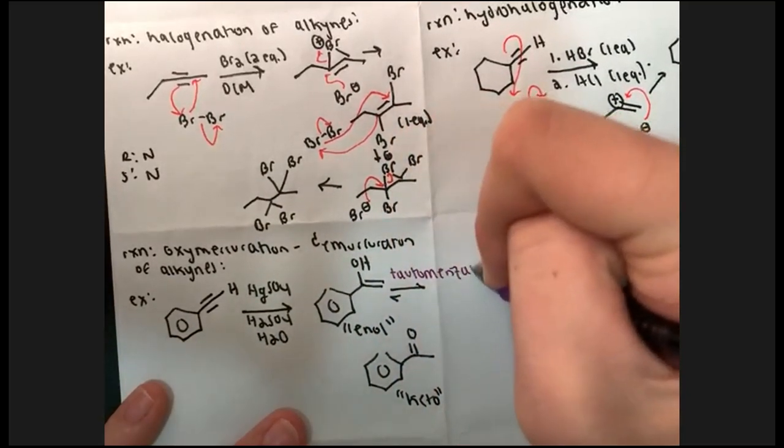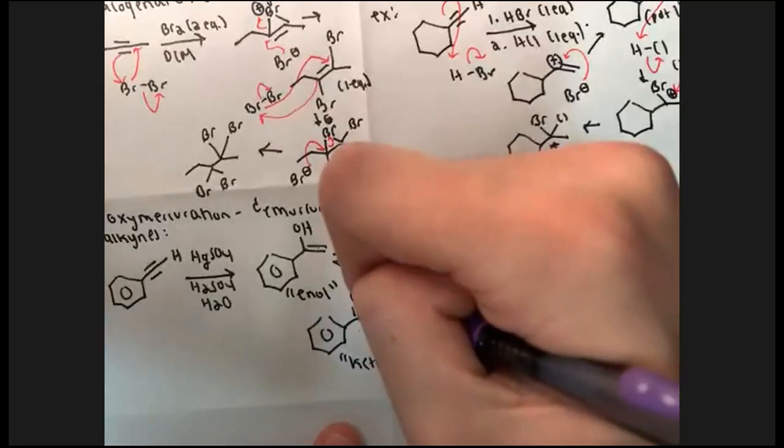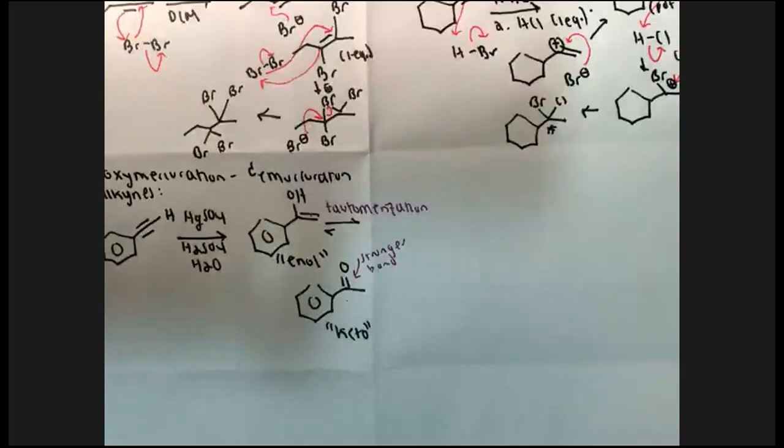You don't have to know anything yet. You will in Orgo 2. But for now, just accept it. You go from this enol to the keto. And our logic right now is this is a stronger bond. Okay, so we form ketones when we do oxymercuration-demercuration of alkynes. Okay, we're good? So remember, equilibrium is favoring this product. That's it for that one.